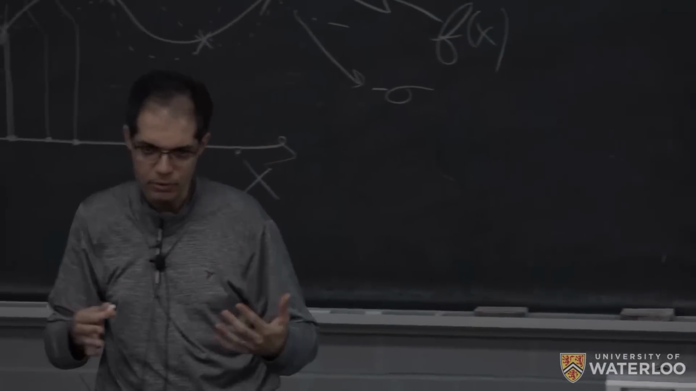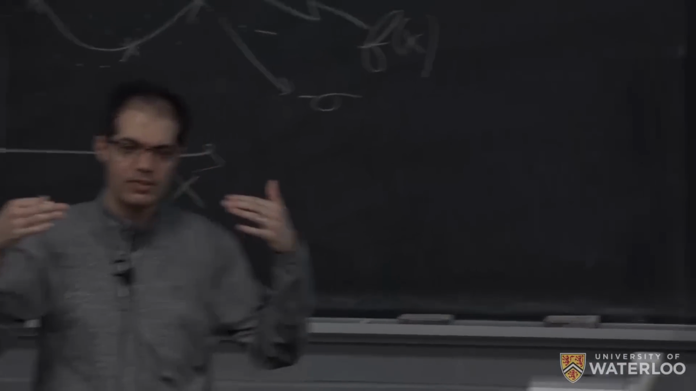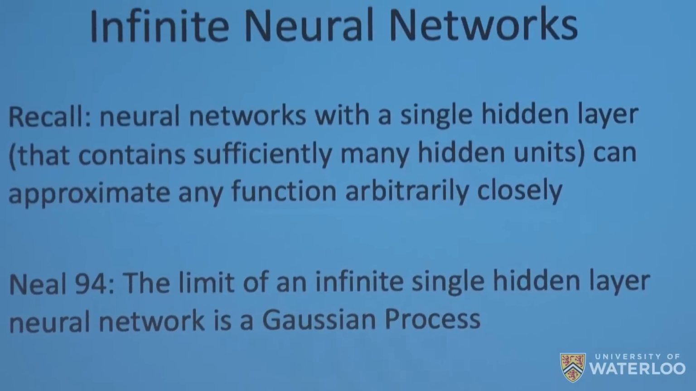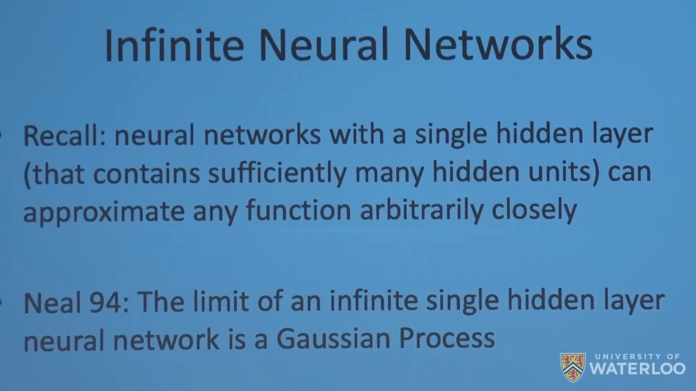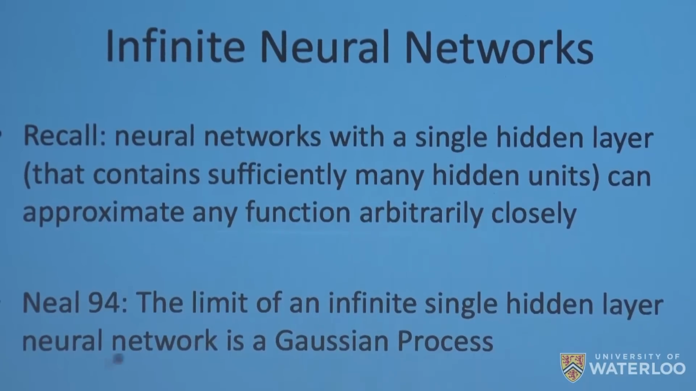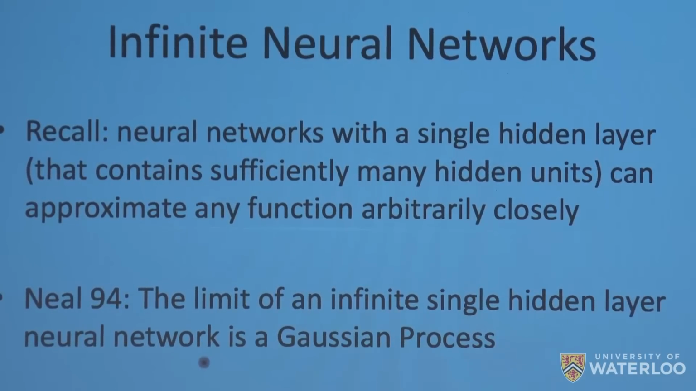Now, let me mention that what is interesting in terms of Gaussian processes beyond just the view of linear regression is the fact that there is this nice correspondence with an infinite neural network. So this is a classic result where back in 1994 it was shown that if we take an infinite single hidden layer neural network, then the limit of that is actually a Gaussian process.